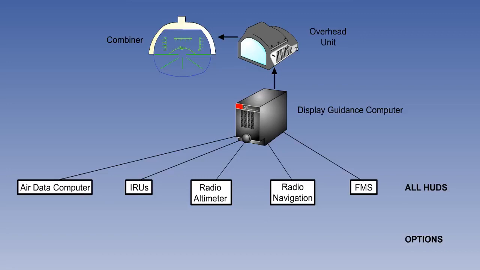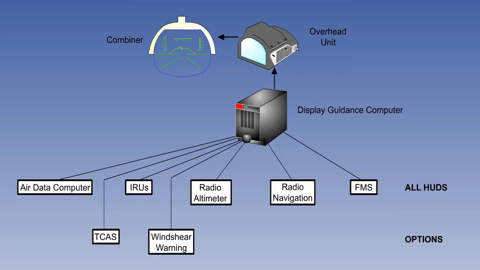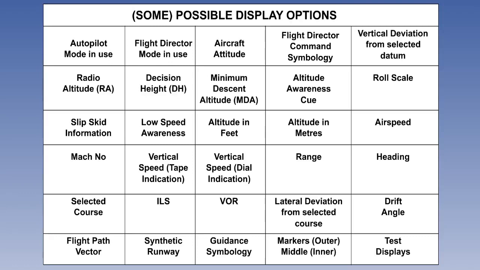However, the Display Guidance Computer can also be programmed to show information from the Traffic Alert and Collision Avoidance System, TCAS, the Wind Shear Warning System, the Microwave Landing System, or MLS, if fitted, and the Global Positioning System, or GPS. What is actually available on any particular display will depend on the manufacturer and the customer's requirements. The flexibility of modern avionics makes it possible to tailor the displays to any individual airline or aircraft type.